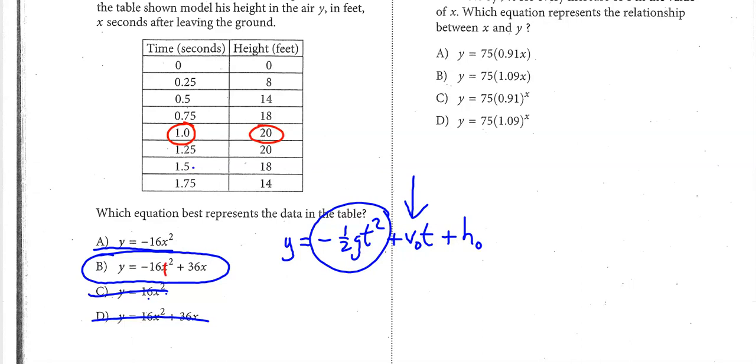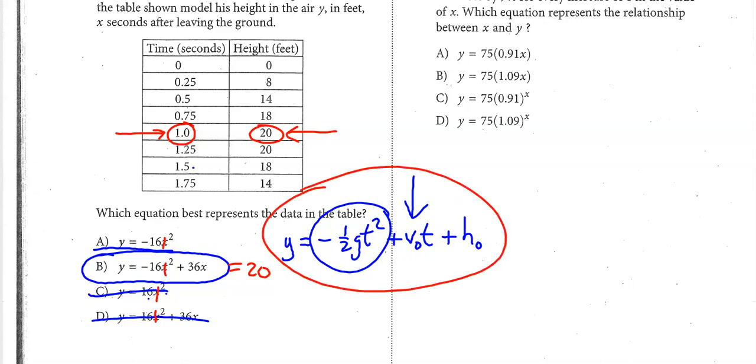And if I put 1 squared is 1, negative 16 plus 36, that would be 20. If I put 1 in here, I would get an answer of 16. If I put 1 in here, I'd get an answer of negative 16. If I put 1 in here, that would give me 52. So really, I could have just plugged 1 in and picked the right equation that gave me the 20 if I didn't know all of this physics stuff.